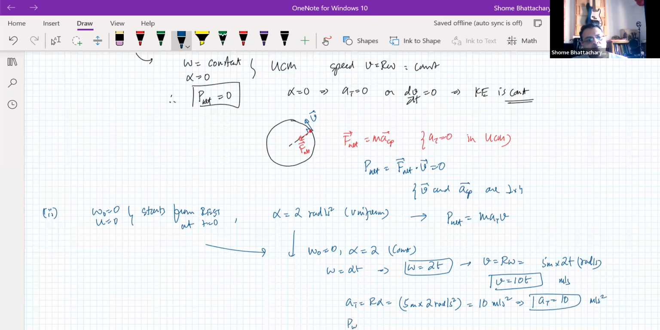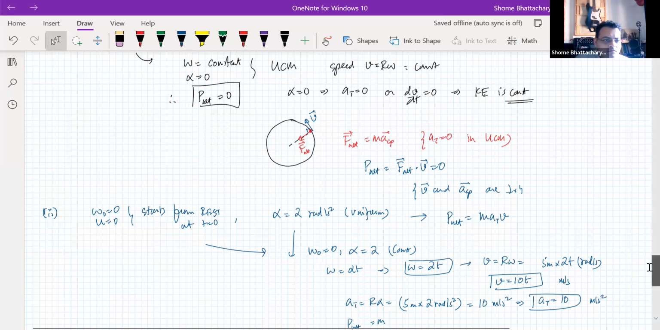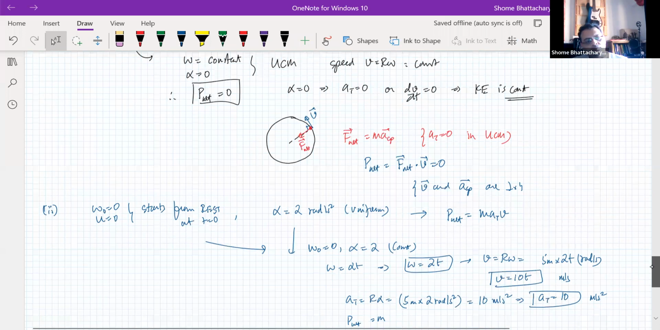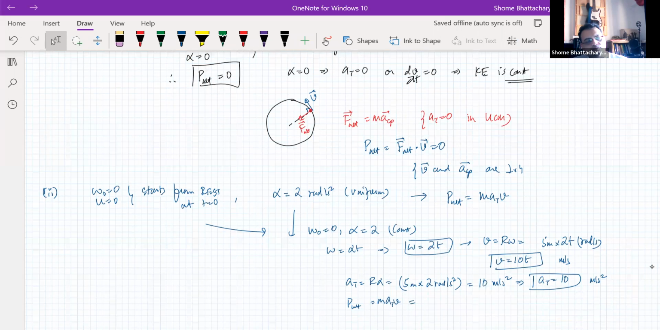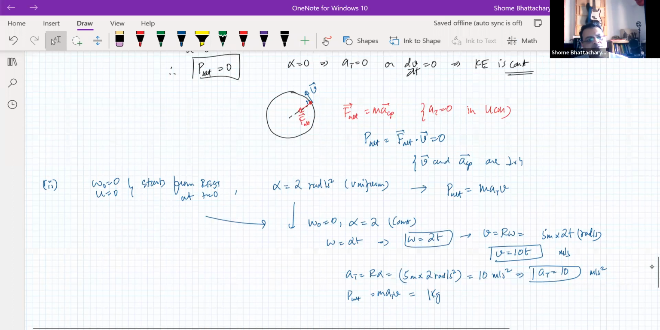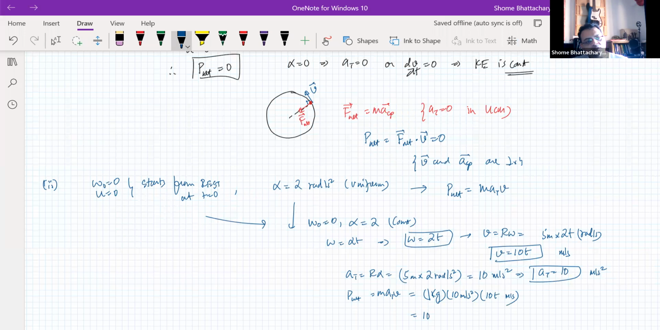So the power is 1 kg mass into 10 meters per second square tangential acceleration into 10t in meters per second instantaneous velocity. So it becomes 100t in watts.